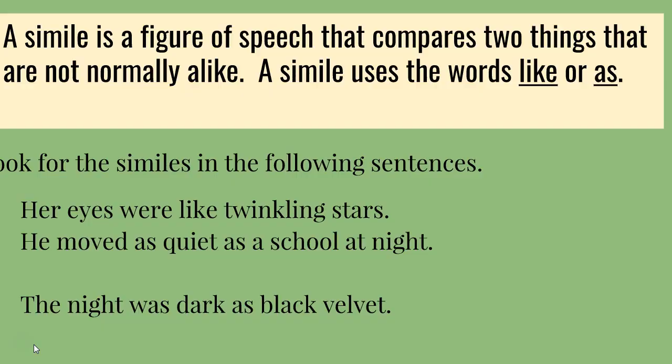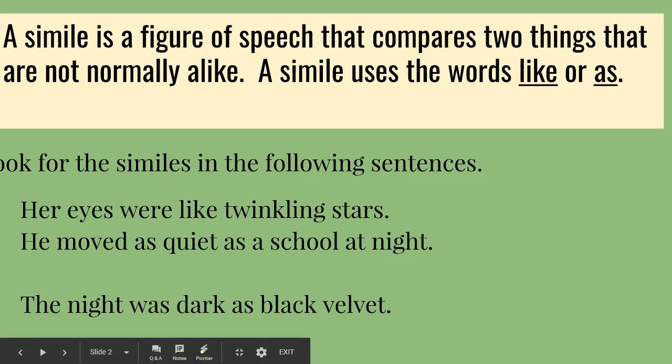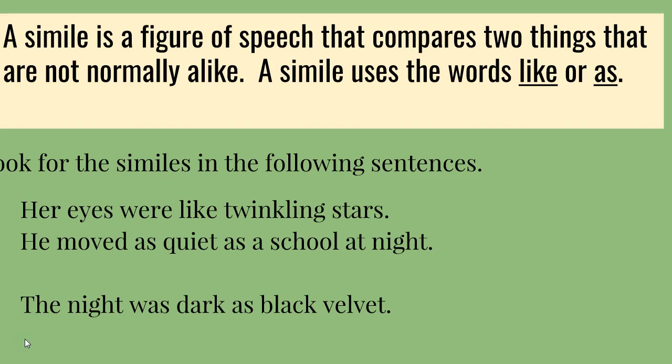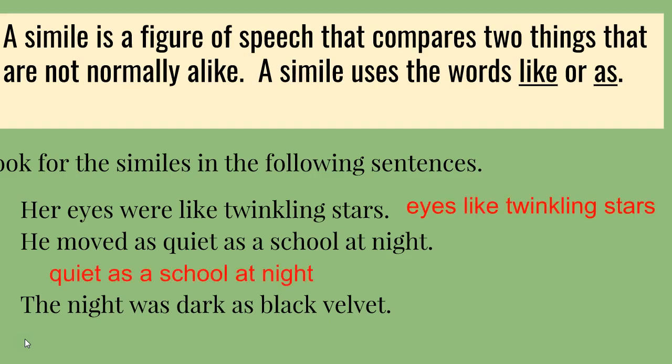A simile is a figure of speech that compares two things that are not normally alike. A simile uses the words like or as. Look for the similes in the following sentences. Her eyes were like twinkling stars. He moved as quiet as a school at night. The night was dark as black velvet. Eyes like twinkling stars. Quiet as a school at night.